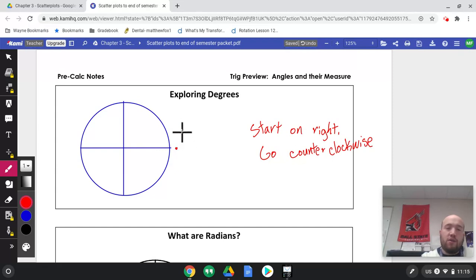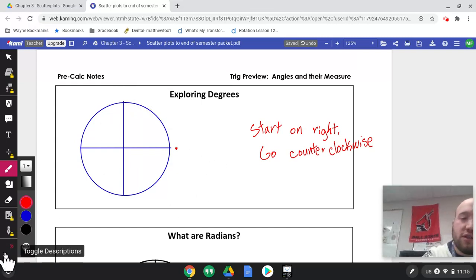Now, hopefully you know a fourth of the way around the circle. I'm guessing most of you know the whole circle is 360 degrees. Okay? So one whole rotation is 360. A quarter of the way would be 90 degrees. Halfway is 180 degrees.